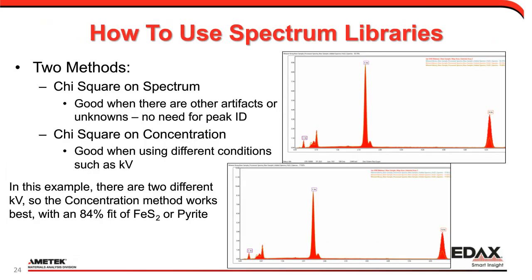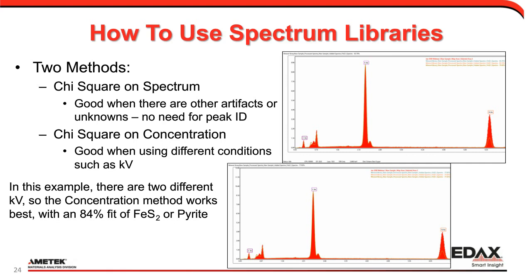The mineral library and the spectrum libraries have 2 different options available to fine-tune your analysis for specifically the conditions that you're working under. The first method is the chi-square on spectrum. This is really a simple method, which is comparing the spectral fingerprints, really the spectrum peaks. This is great when you have some unknown materials or artifacts. You don't need to depend on peak ID for the spectrum match capability.